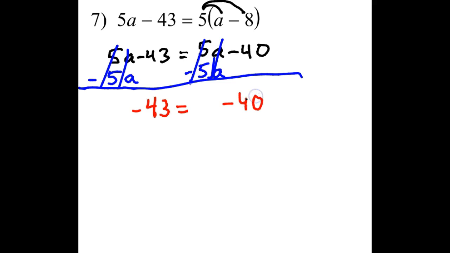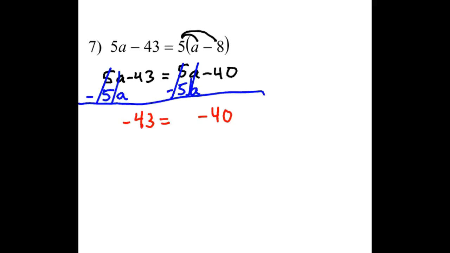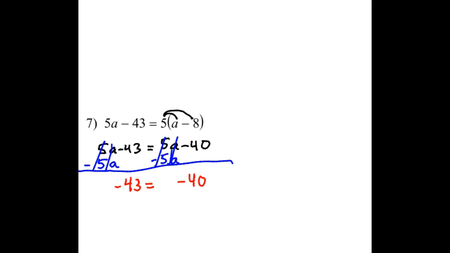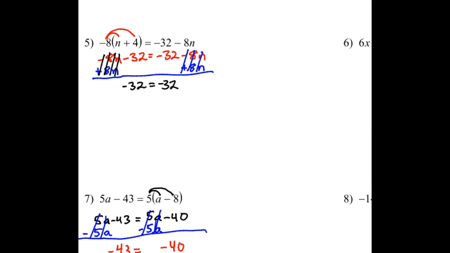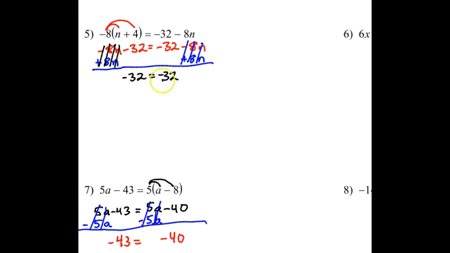So let's look at both of these cases and examine what's similar and what's different. We have one case where these come out to be the same number. Okay, these are the same. They're both negative 32. These are different. That's the only difference between a no solution answer and an all real answer.